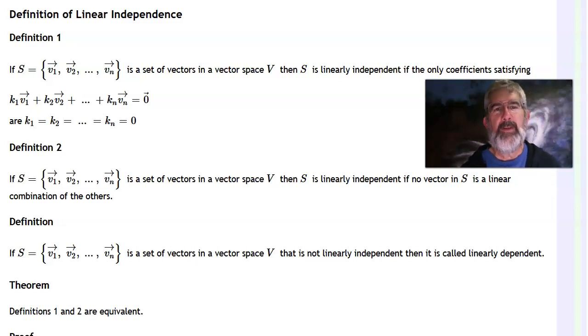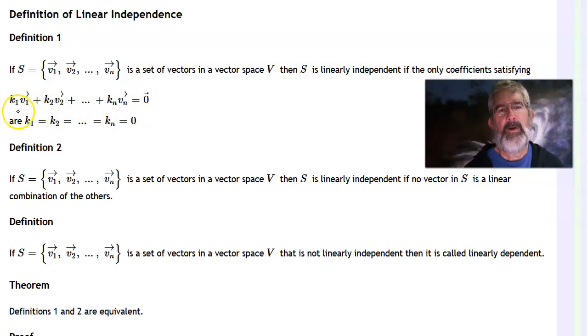Suppose S is a set of vectors in a vector space V. And notice that this set isn't just any old set, it's a finite set. There's not infinitely many things in S. There's vector 1, vector 2, all the way up to vector n. Finitely many vectors, right? We will say that S is linearly independent if the only coefficients satisfying this equation are when all of those coefficients are equal to 0, right?